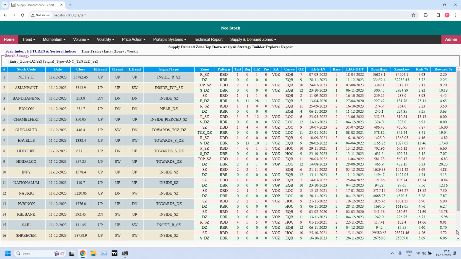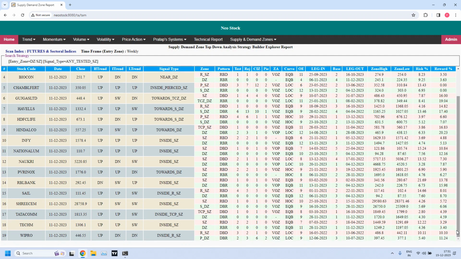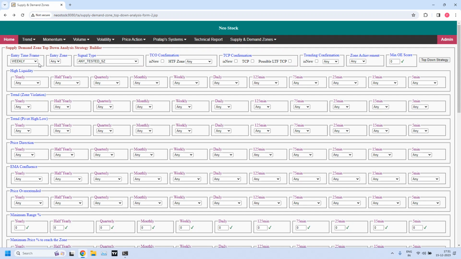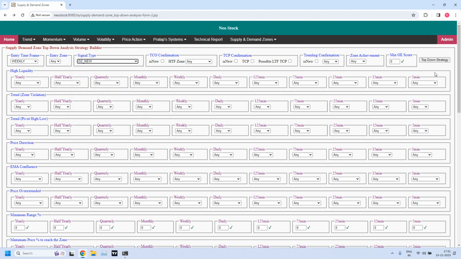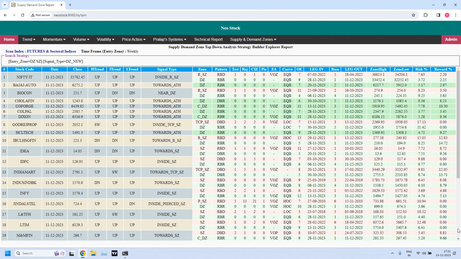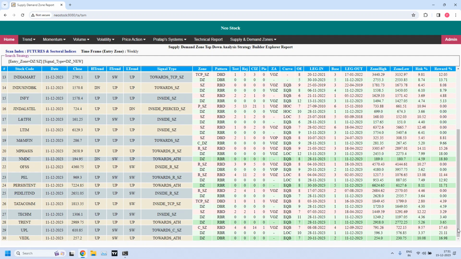And these stocks are tested weekly supply zones. So total 19 weekly supply zones are tested during this week. Let's go back. Entry time frame weekly. Let us find the stocks having newly created weekly demand zones. And these 30 stocks are having newly created weekly demand zones. That means it indicates a lot of demand during this week.